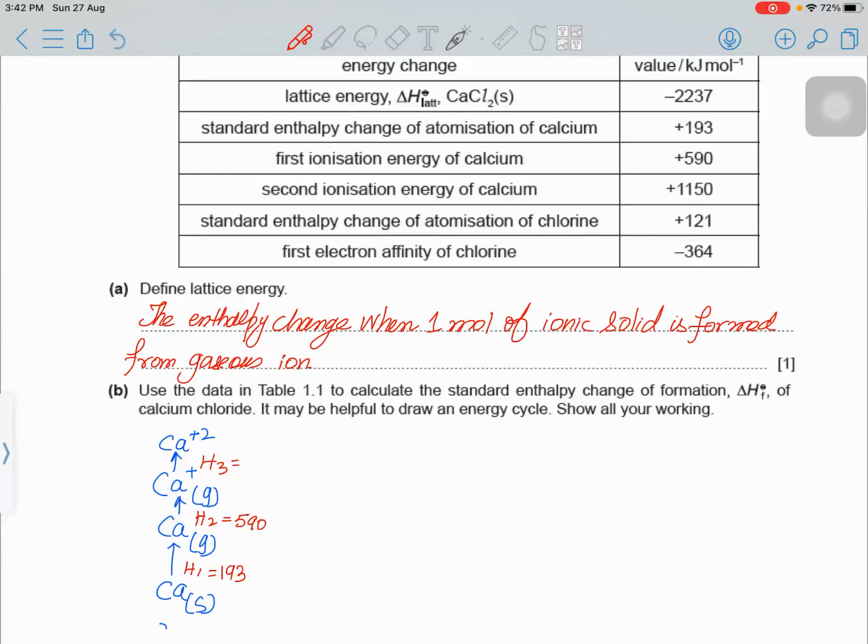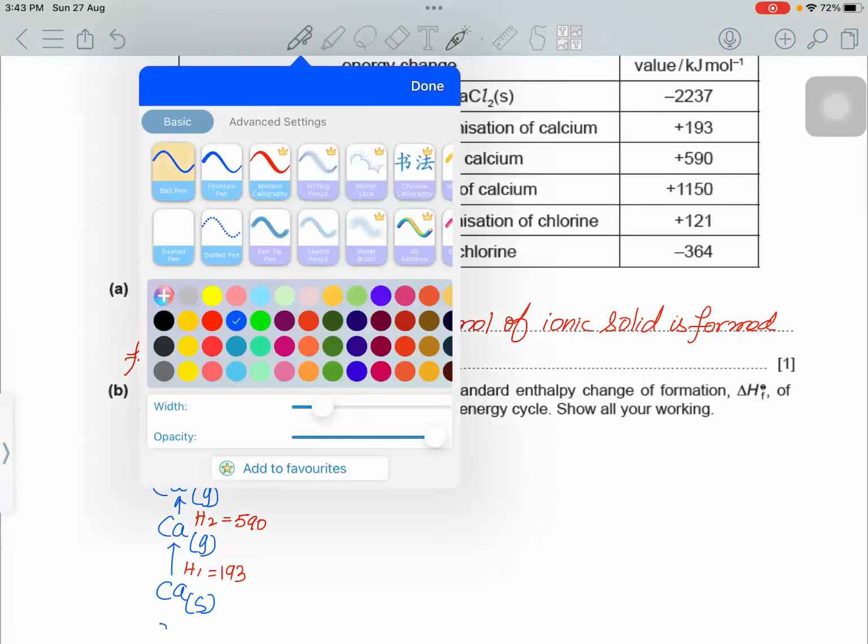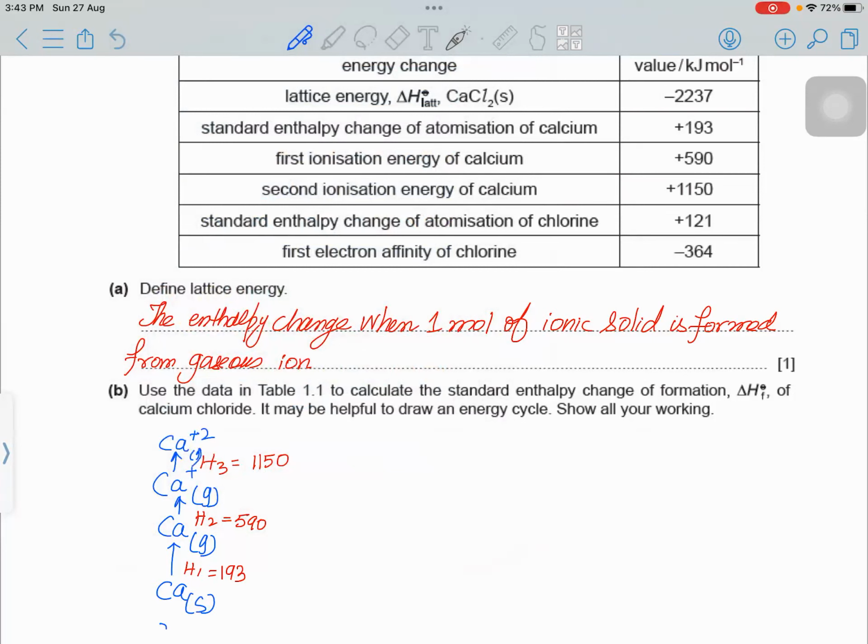Second ionization energy is 1150. Now the second is chlorine, Cl2 gaseous. So we need 2 chlorine, 2 Cl gaseous. This is H4. Can you tell me the value of H4?